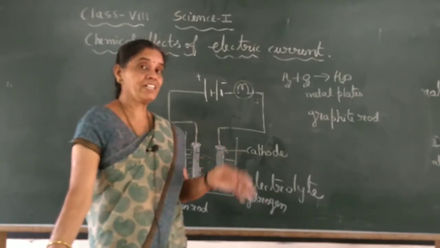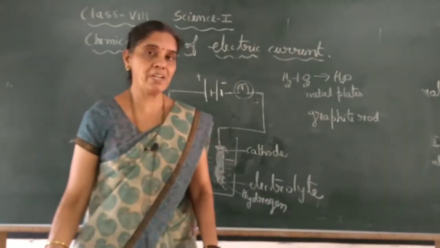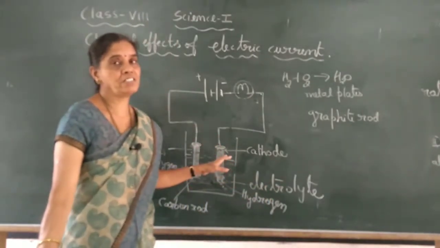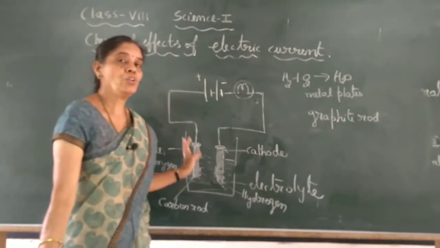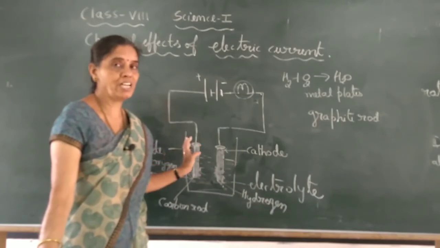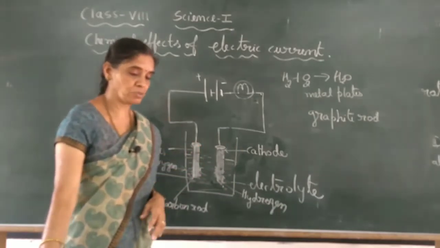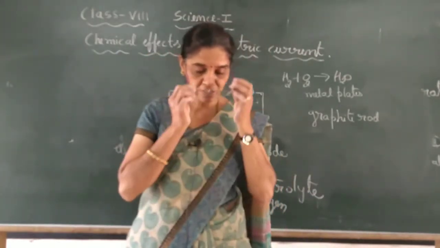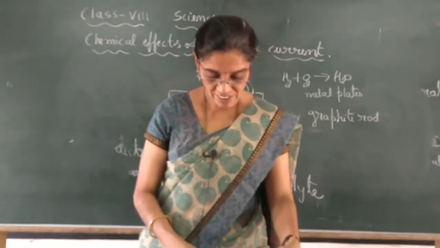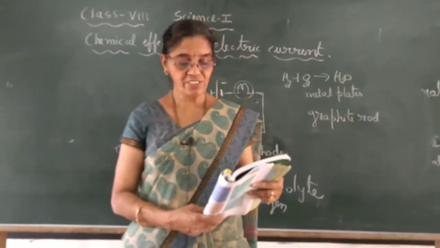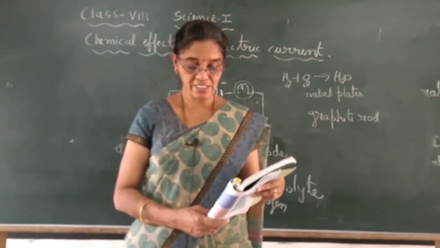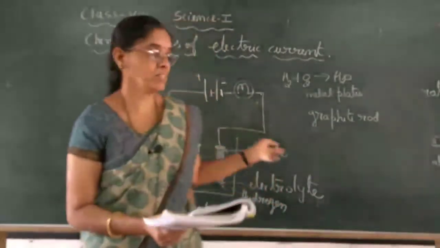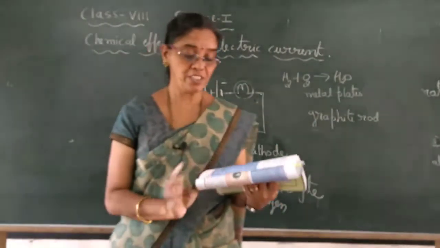Later I will show the experiment on the liberation of gas when electric current flows through the liquid, through the electrolyte. That is given in the textbook, on page number 176, Activity 14.6. They have given the diagram there, the same diagram, and if you read it you will understand.